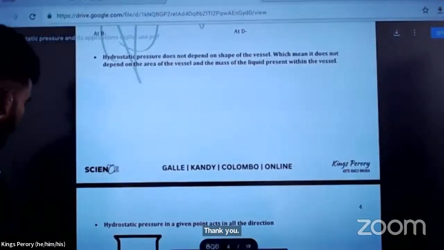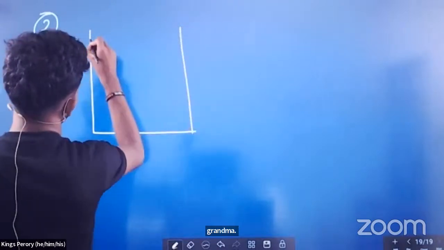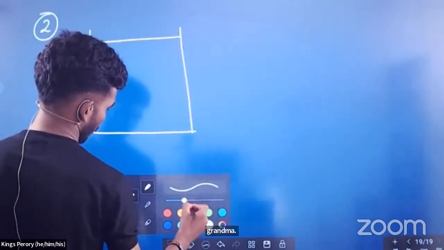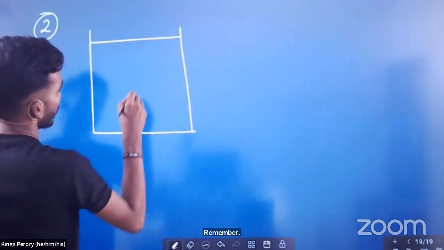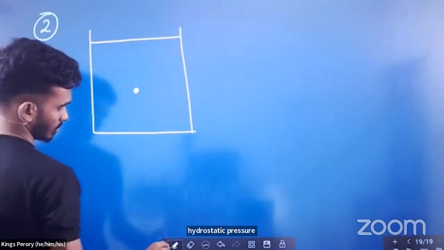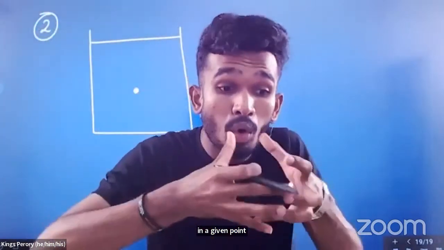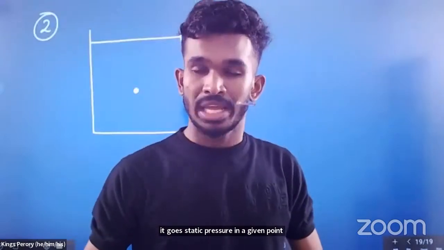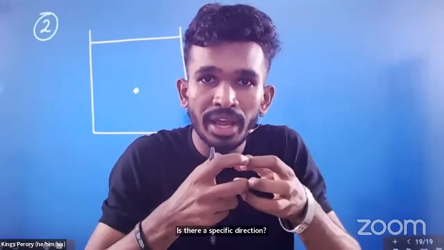Right. Second characteristic. Look at the board very carefully. Remember, hydrostatic pressure at a given point acts in all the directions. Is there a specific direction? Hydrostatic pressure at a given point acts in all the directions.